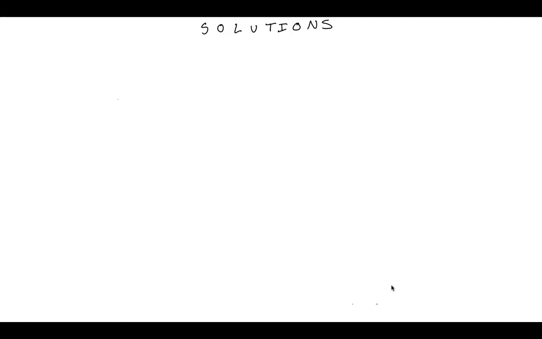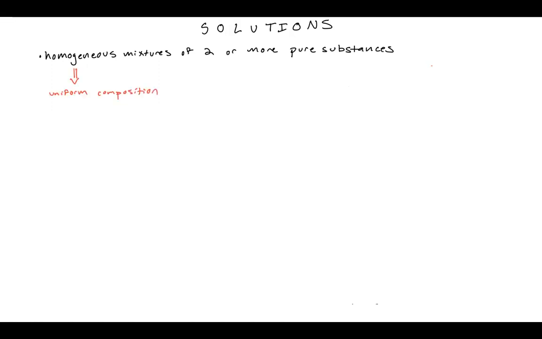Today we're going to be talking about solutions. Okay, so first of all, what is a solution? So a solution is a homogeneous mixture of two or more pure substances. Now, the first thing that I kind of get confused is what is homogeneous? So homogeneous is a mixture that has a uniform composition.